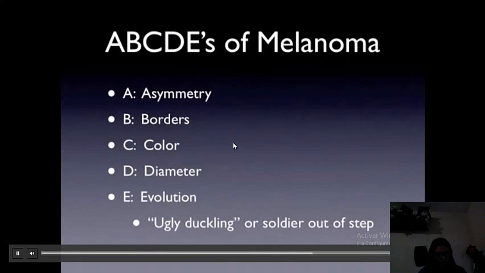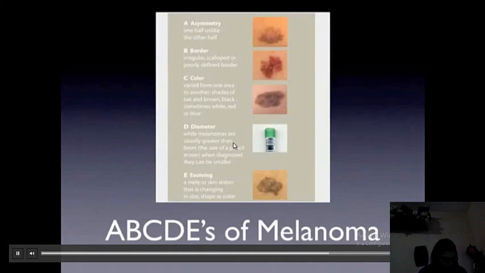So what are we looking for in moles? Well, we have these general guidelines that were developed, the ABCDEs of melanoma. And so we're looking for the ugly duckling mole, one that just doesn't look quite right. It doesn't look uniform in shape. It's not uniform in color. It breaks one of the rules. So if a mole breaks any one rule, we want to see it.